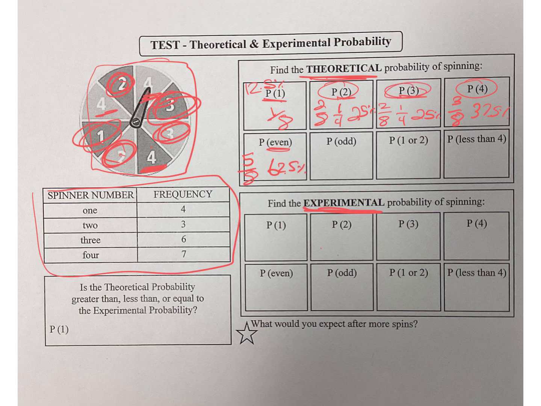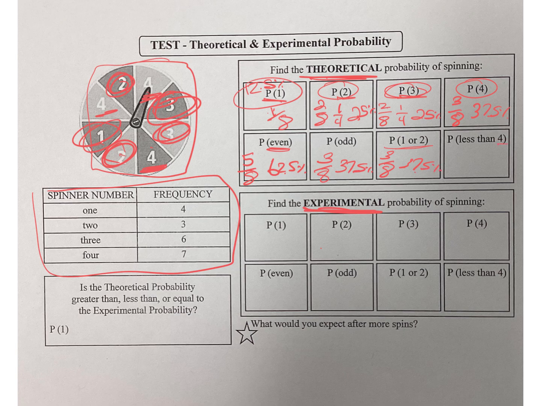That's this one here and this one here, which is 1/8 and 2/8. So that's going to be 3/8 or 37.5%. And then a 1 or a 2. So we have 1/8 and 2/8, so that's going to be 3/8, which is a 37.5%. And then less than 4.